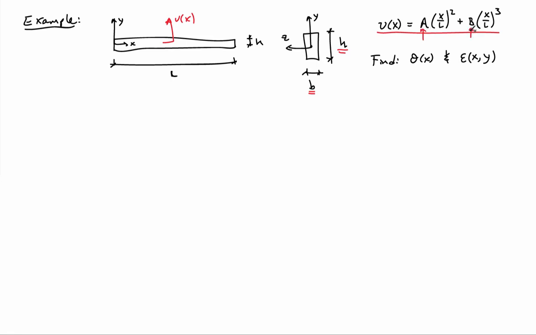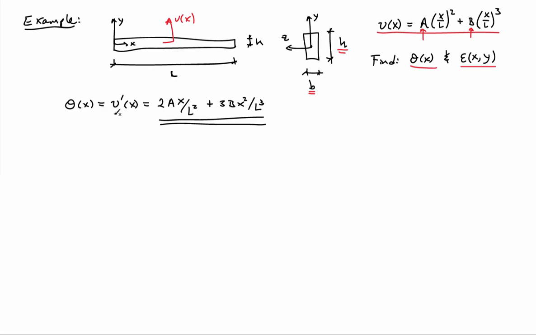X is the axial coordinate, L is the length of the beam, and let's determine what the rotation of the cross sections is and what the bending strains are as a function of both x and y in the beam. To find the rotation, I make note of the fact that the rotation is equal to the slope of the deflection curve, so all I have to do is take one derivative of v with respect to x, and that gives me the expression for the rotation field of the beam. So that's relatively straightforward. Anytime you know the motion, you know the rotation already.